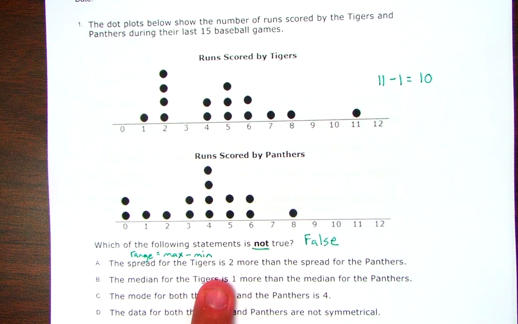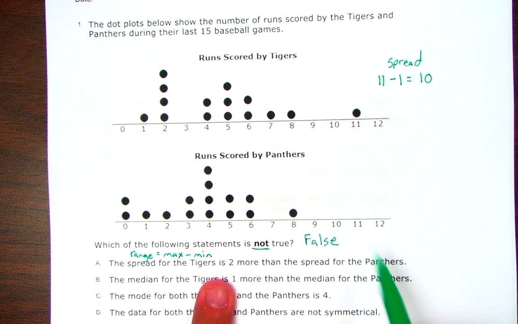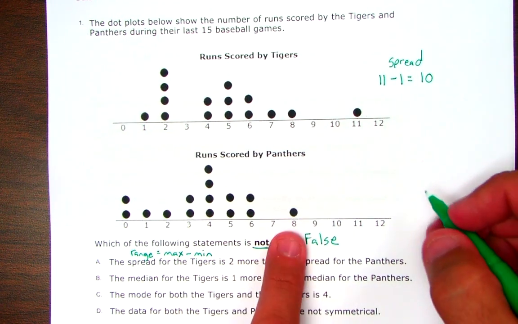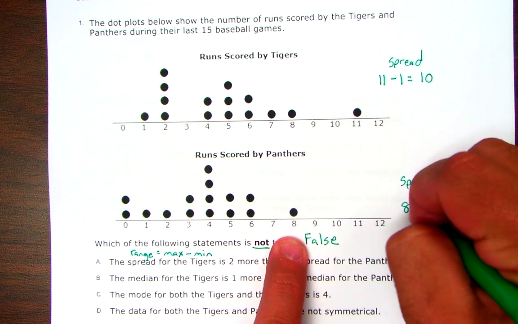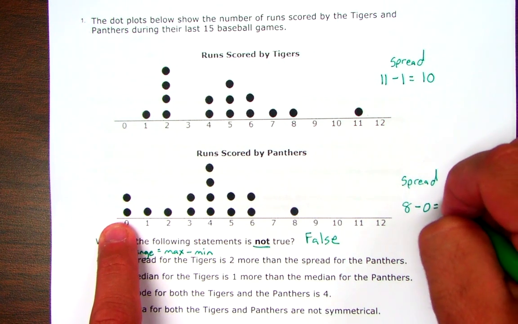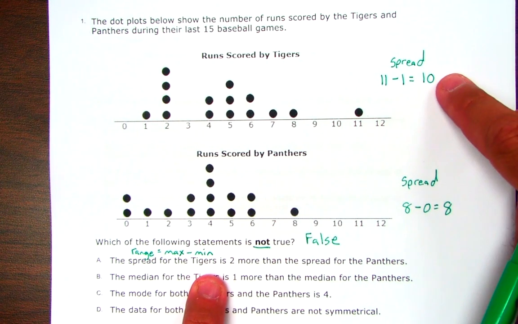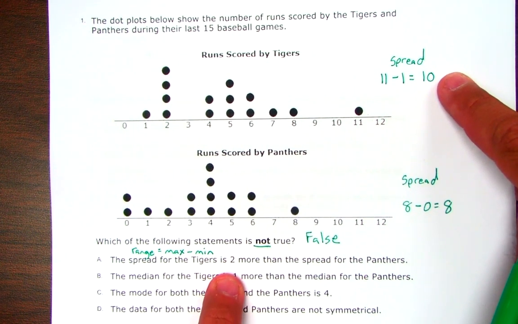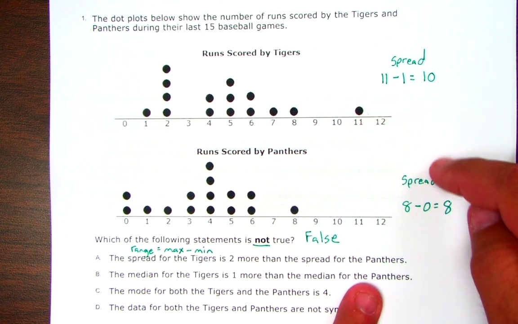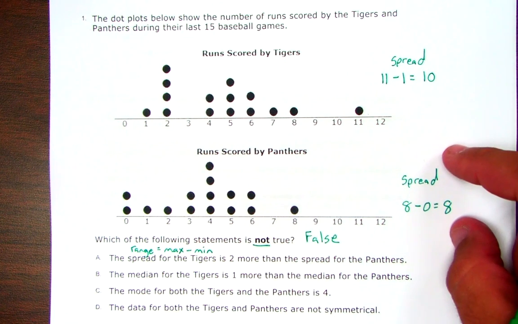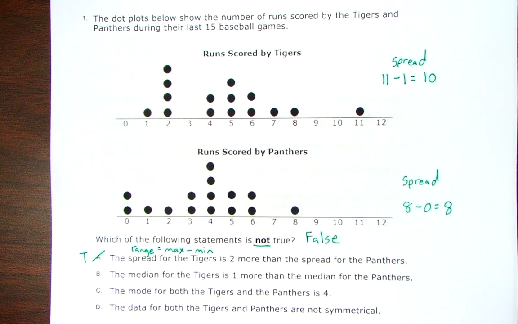That gives you a spread or range of 10. The Panthers, your spread is 8 minus 0, which is 8. Now it says the spread for the Tigers, which is 10, is 2 more than the spread for the Panthers, which is 8. Is 10 2 more than 8? Well, 10 minus 8 is 2, so that is true. Again, I'm looking for the false statement.